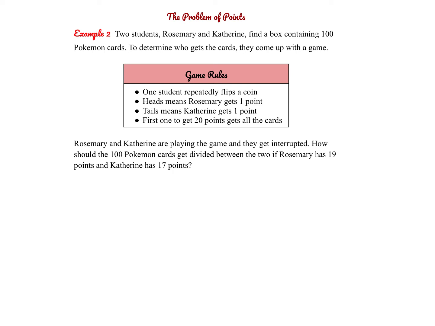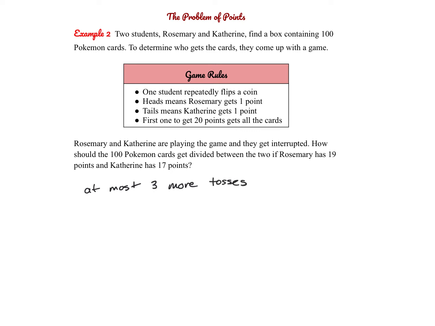So we really need to look at the different pathways of what could happen for the remainder of this game, and then decide from there how to divvy up the cards. So if you look, since Catherine has 17 points and Rosemary has 19, that means that at most 3 coin tosses would be needed to finish the game. So we would need to do at most 3 more tosses.